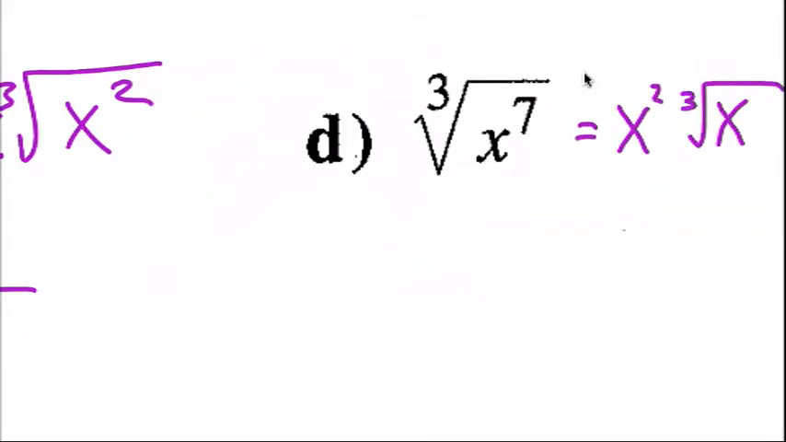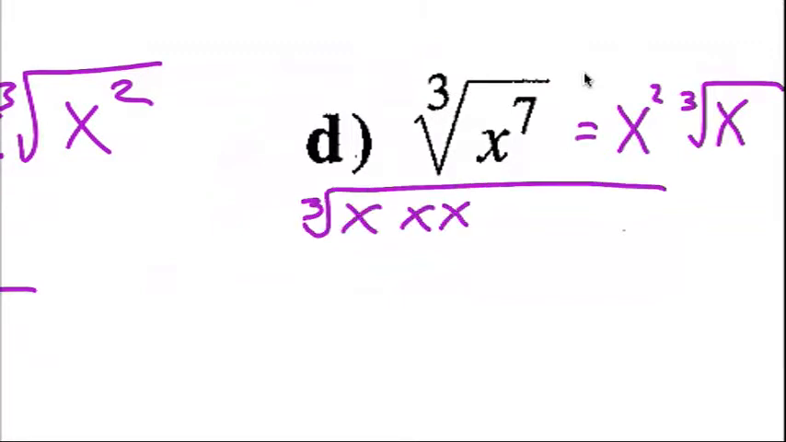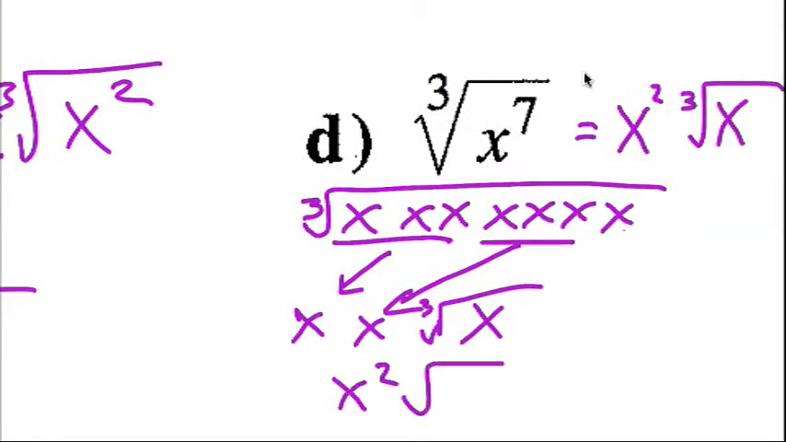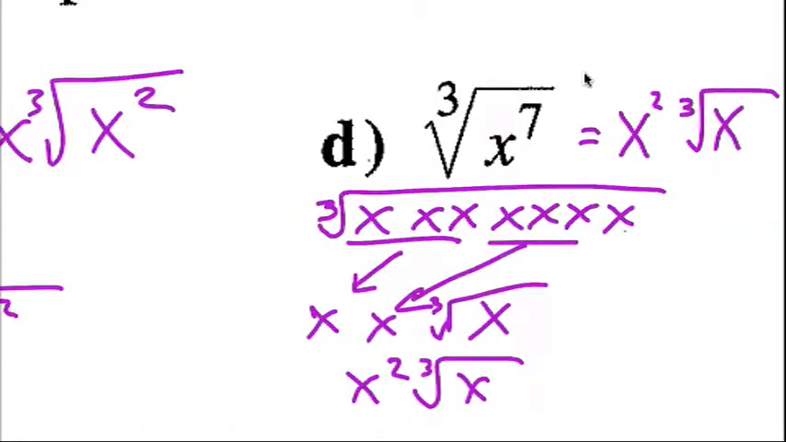You could do it by prime factorization. Cube root of 1, 2, 3, 4, 5, 6, 7 x's. We're doing groups of 3. There's a group of 3, x. There's a group of 3, x. What's left over? X, cube root. X times x, x squared, cube root x.